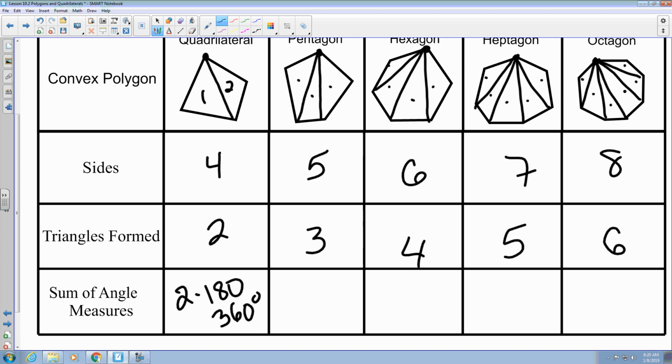So what that's telling us is that it doesn't matter what kind of quadrilateral we have, whether it's a trapezoid, parallelogram, rhombus, rectangle, or square, we know that the sum of all of the interior angles is going to add up to 360 degrees.